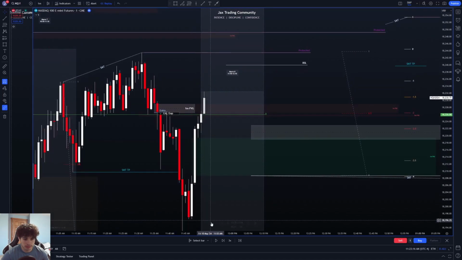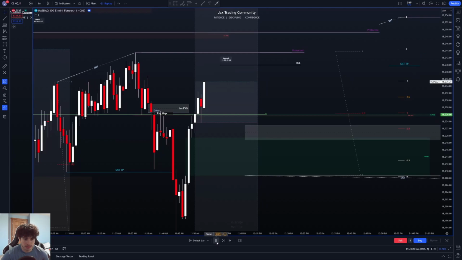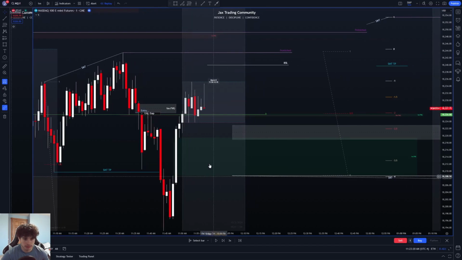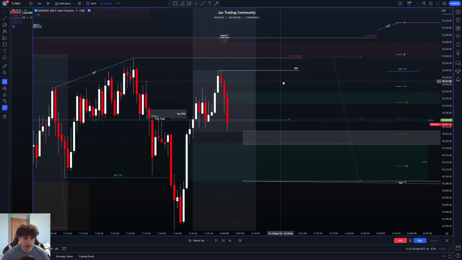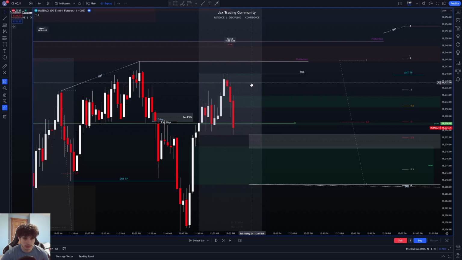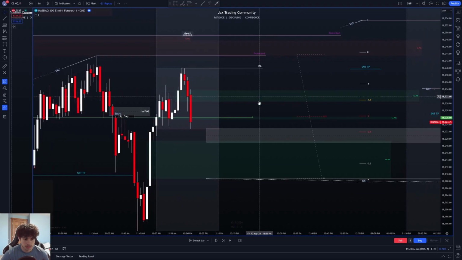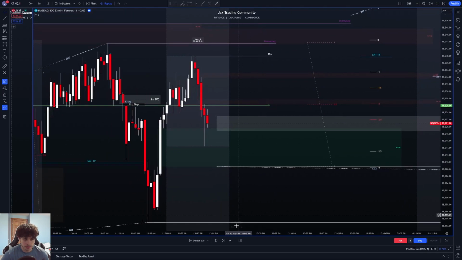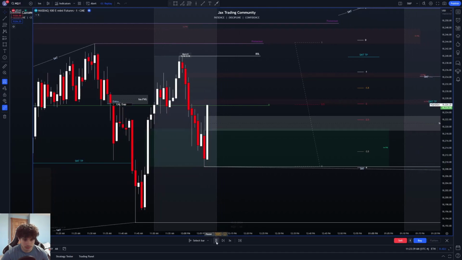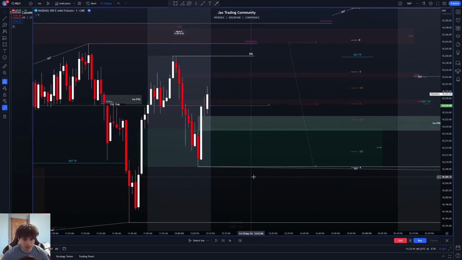We have a 1 minute here. Doesn't look like we tap it. We have equal lows here. So right here, we just swept these equal lows. Let's see what happens here. So we tap into this 1 minute again. We end up going down to here.